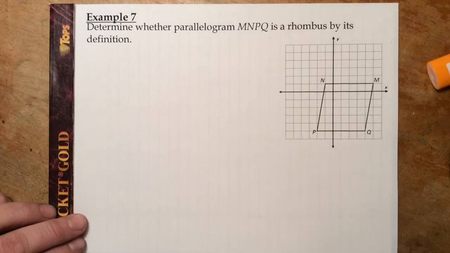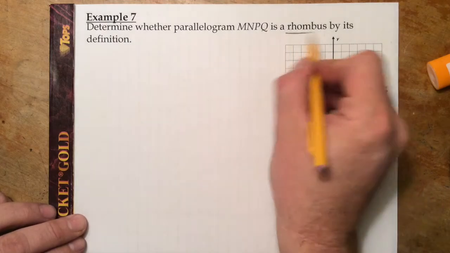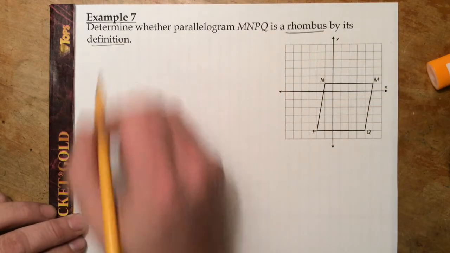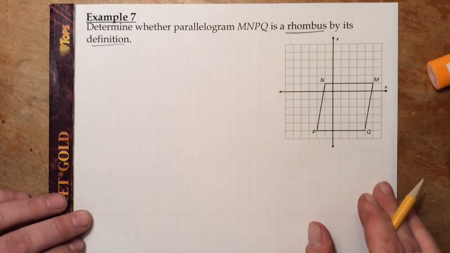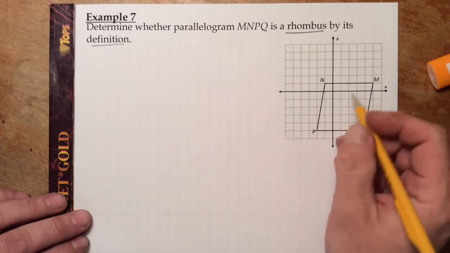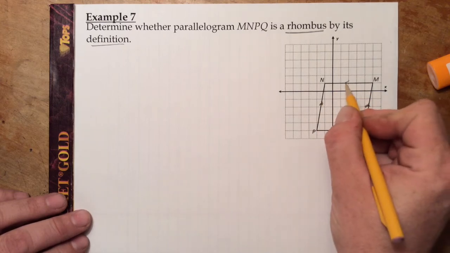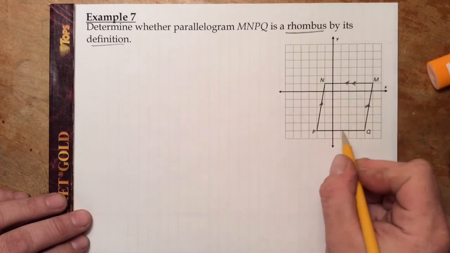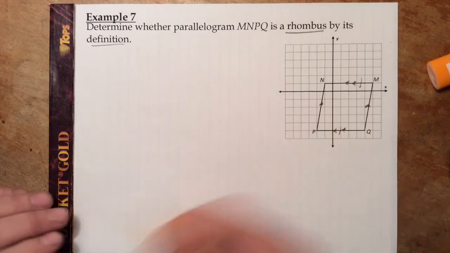Example 7. Determine whether parallelogram MNPQ is a rhombus by its definition. So they're specifically telling us to use the definition of rhombus. The definition of rhombus: we have a parallelogram in which all four sides must be congruent. Definition of rhombus.